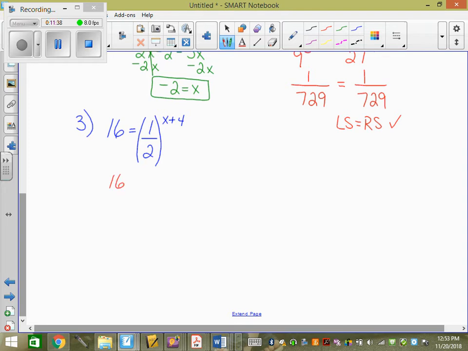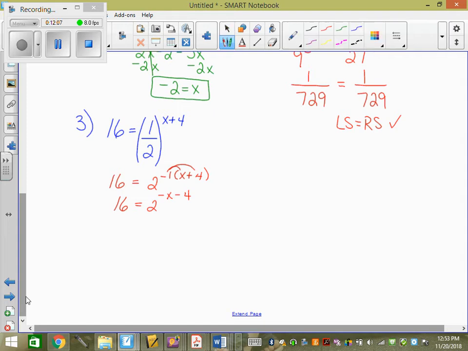So I'm going to get 16 equals 2 to the negative 1. And what do I have to remember to do? Distribute it into the brackets, correct? So I have 16 equals 2 to the negative x minus 4. And now it's a lot easier to make a common base. What base could I make them both be? 2. I have to make them smaller. I cannot make them larger, correct?